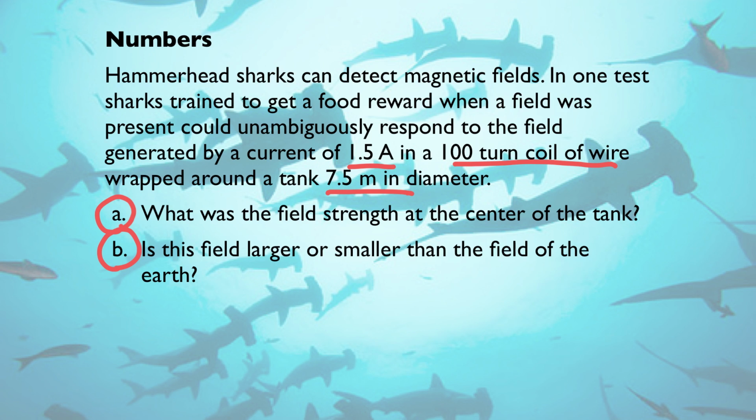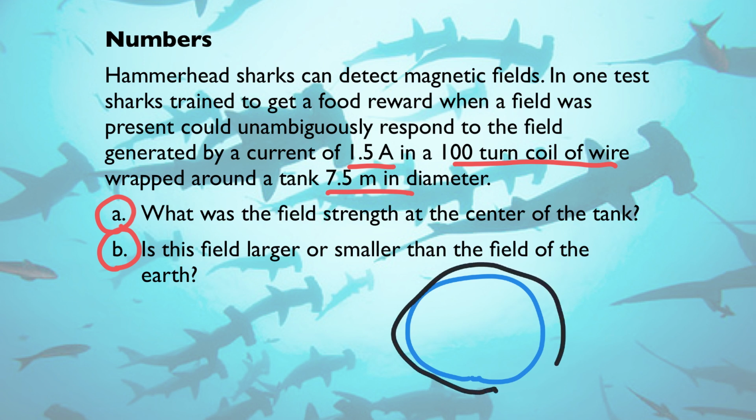So if I have a top view of my situation, there's my tank. I have a coil of wire that gets wrapped around the tank, like so. And I've got 100 turns of wire, so N is equal to 100. And it's carrying a current of 1.5 amps. And I'm looking for the magnetic field directly in the center. Now, if the current goes in this direction, another thing I'll do just to get myself practice is calculate the direction of the field. The direction of the field inside here is going to be into the screen.